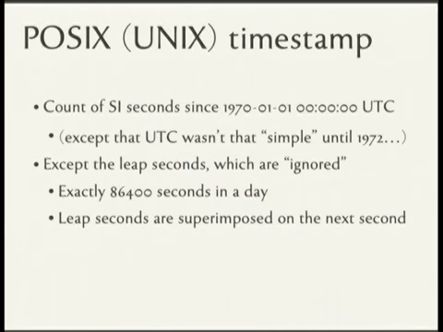And really, another interesting timescale for programmers are POSIX timestamps. Most people call them Unix timestamps, but they were not standardized by Unix. They were actually standardized in POSIX. Before that, you didn't really know what you were getting. And that is the count of SI seconds since January 1st, 1970, the epoch. Except that UTC wasn't that simple, so really those first 2 years are a bit fuzzy.